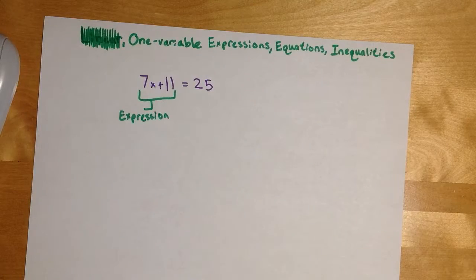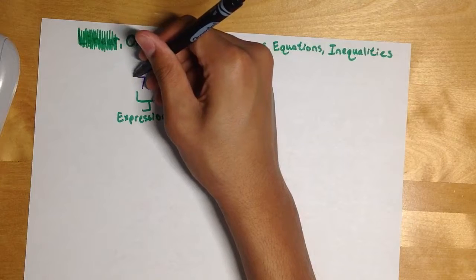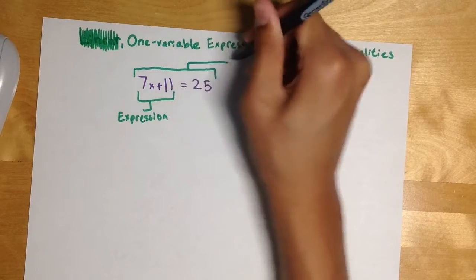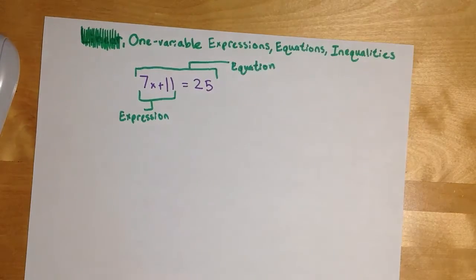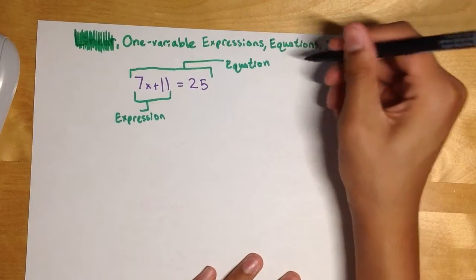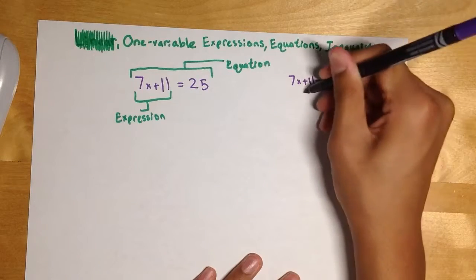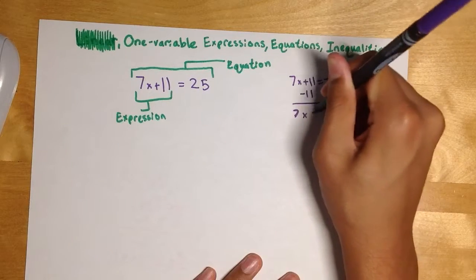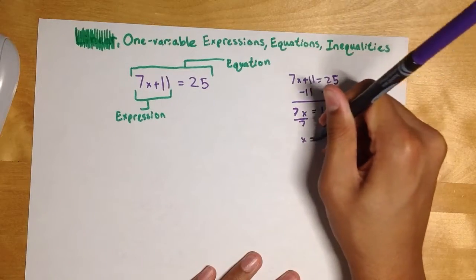So an equation has an equal sign. With this now, you can actually solve the entire thing. You can actually solve for your variable. So in this case, for the sake of actually being a math channel, 7x plus 11 equals 25. Obviously, do the same thing to both sides. This is algebra. x equals 14 divided by 7, and x equals 2.